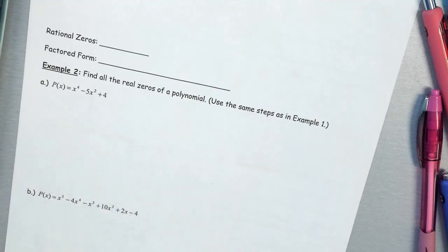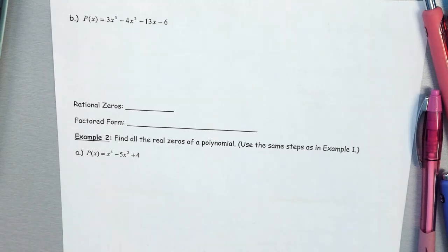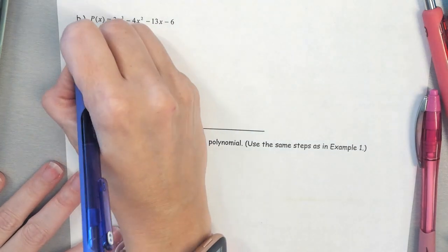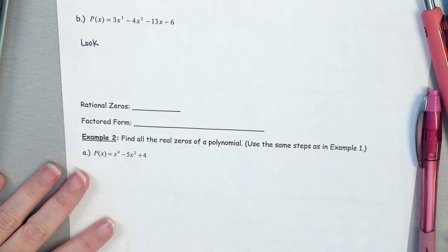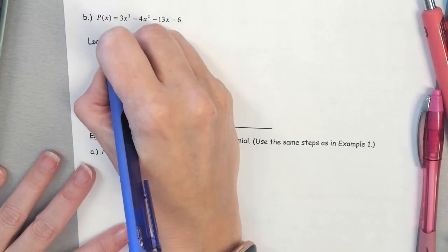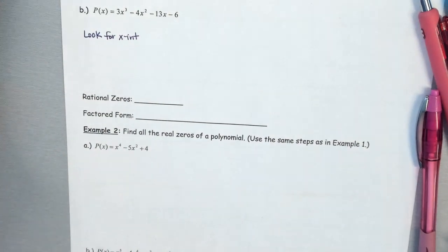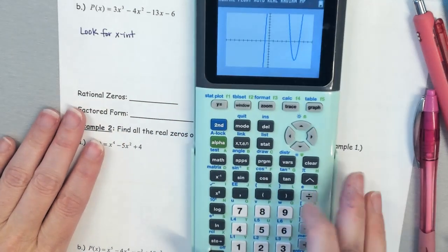Okay, so for B, you can find your possible zeros. It's just not a necessary step. You do have to understand the rational roots theorem, but it's not something you have to write down for all of your questions, for all your homework exercises, because you can look for your x-intercepts. Okay, so you can use your graph to look for your x-intercepts. So let's do that now.